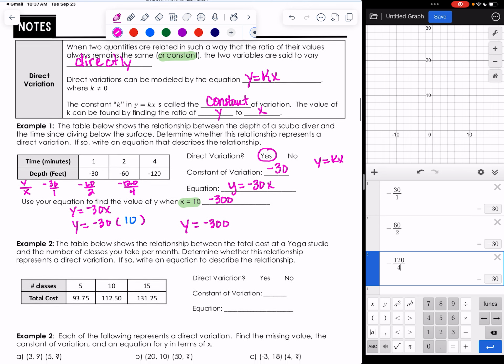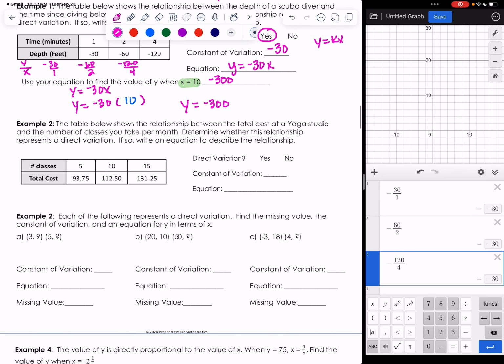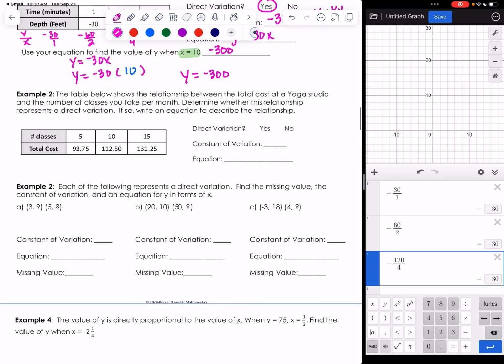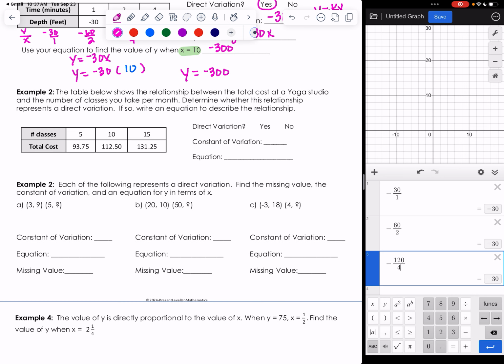All right, let's look at example 2. The table below shows the relationship between the total cost at a yoga studio and the number of classes you take per month. Determine whether this relationship is a direct variation. So remember, we're going to find the ratio of y to x. So in other words, our first ordered pair would be 93.75 divided by 5, and then 112.50 divided by 10, and 131.25 divided by 15. We want to find the ratio of each one of those.